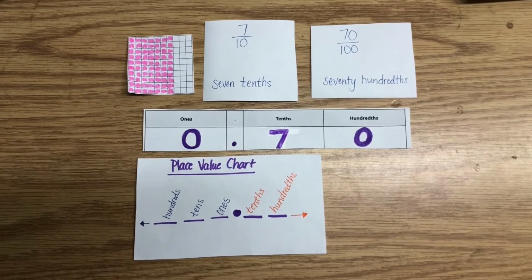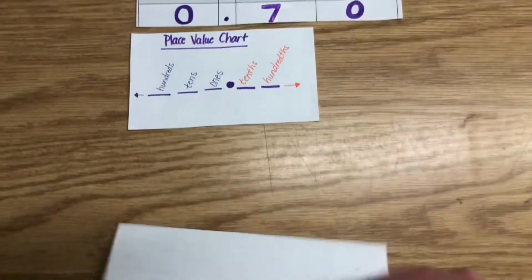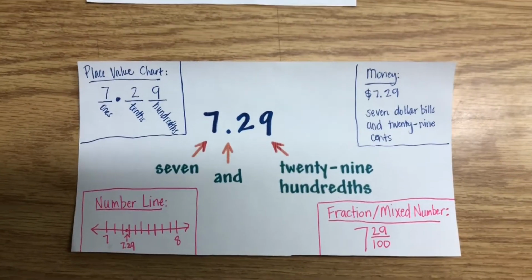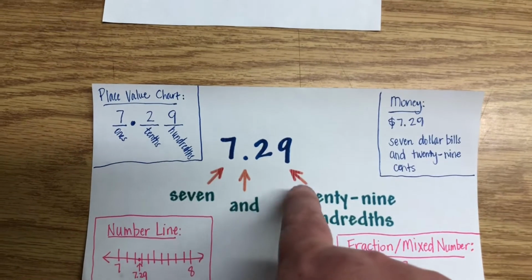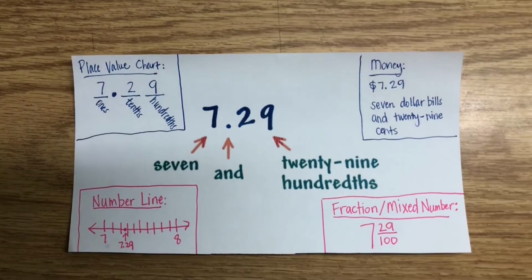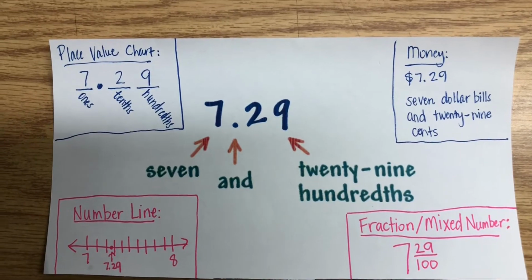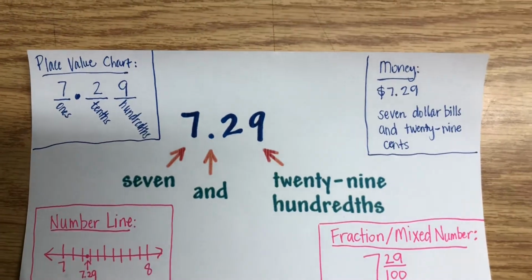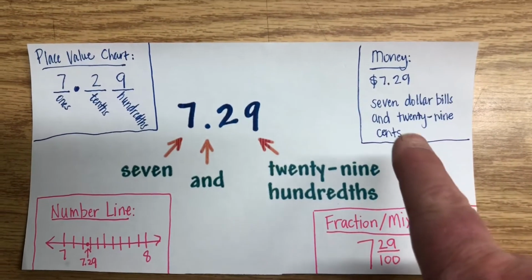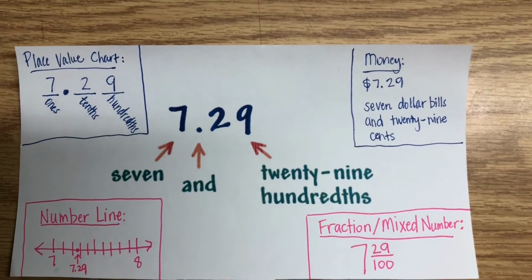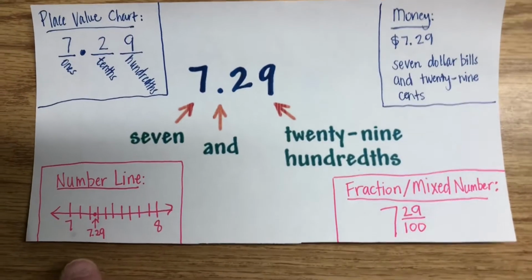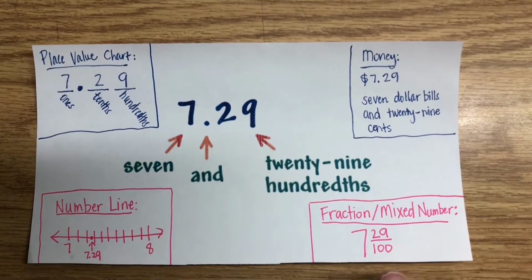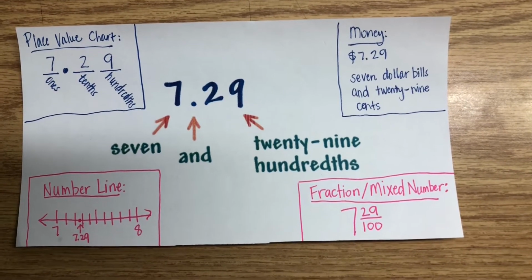Now I'd like to look at a brand new decimal number. All right, this is getting larger. This we would call 7 and 29 hundredths. Take a look at a few details here. In a place value chart, 7 would be in the ones position, 2 would be in the tenths position, 9 would be in the hundredths position. If this were money, that would be 7 whole dollar bills and 29 cents. On a number line, this would come in between 7 and 8. And as a fraction, or really as a mixed number, this would be 7 wholes and 29 hundredths.